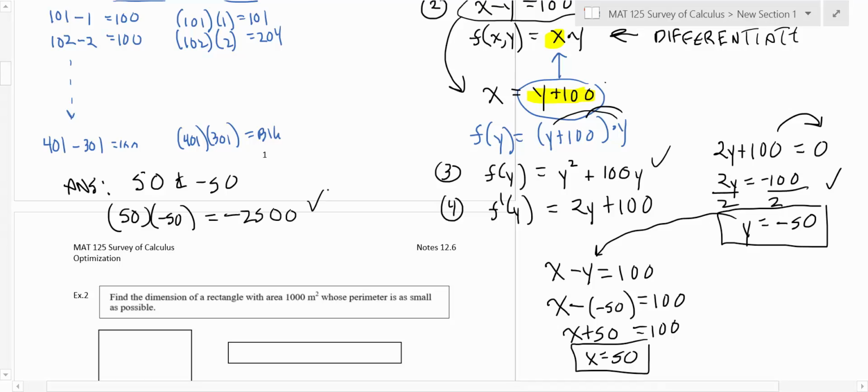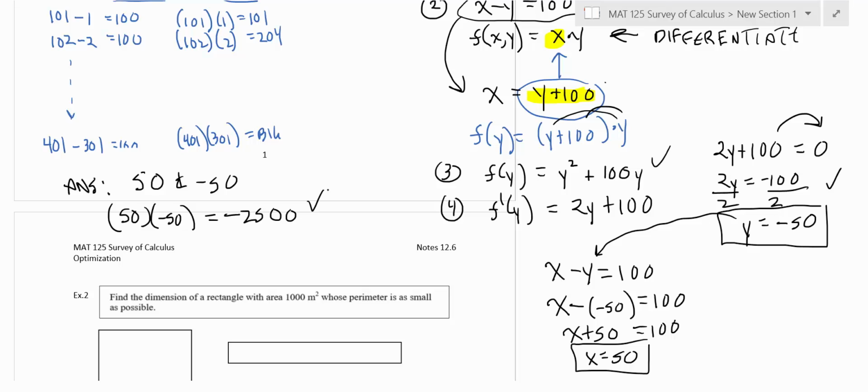The other thing I want to ask you is, how far apart is negative 50 and 50? They're 100 apart, right? But when you multiply them, that is as small as it'll ever get. The reason is because one of them's negative and one of them's positive.